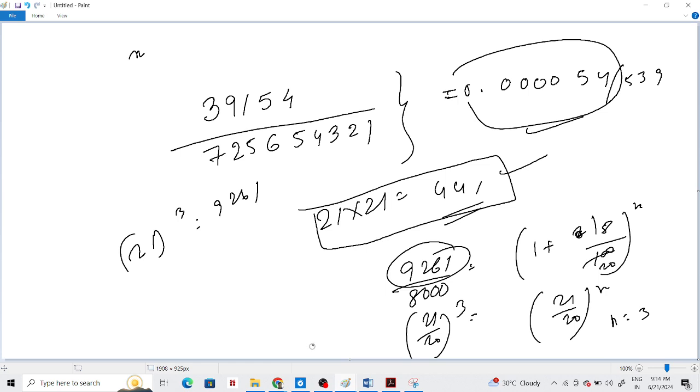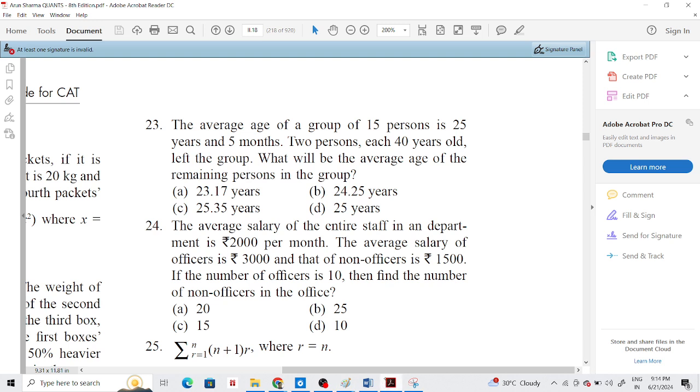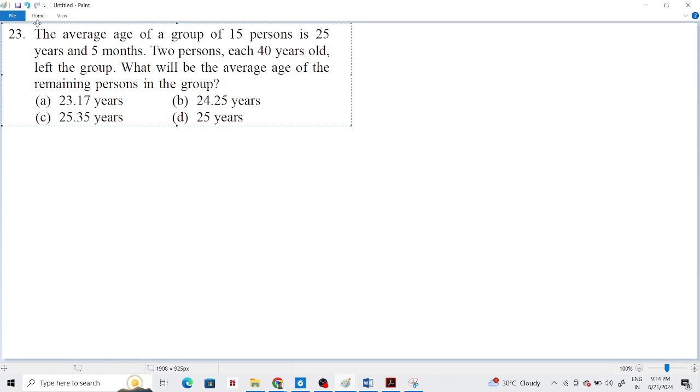Or in order to reduce the calculation, you can do it like this. One of the tricks to quickly complete quantitative aptitude sums is to do while reading. Don't read and then do, just do while reading. As you read the sum, do the sum. So average age of 15 is 25 years 5 months. So that means 15 into 25 plus 5 by 12.